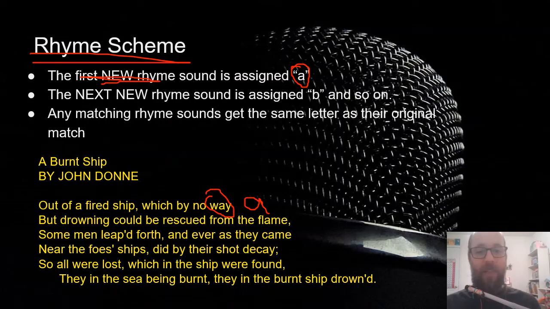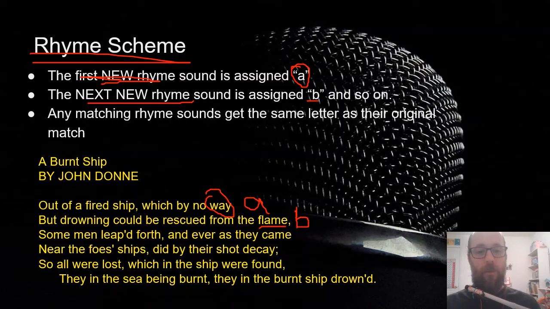Way, flame. Way, flame. Do they rhyme? Not really. I mean, they kind of like a little bit rhyme, but not really all the way. So the next new rhyme sound is assigned to B. Okay, so let's give this the B. Flame gets a B because it's a new rhyme sound. It does not match A. So let's look at this next word and see if it rhymes with either of these.